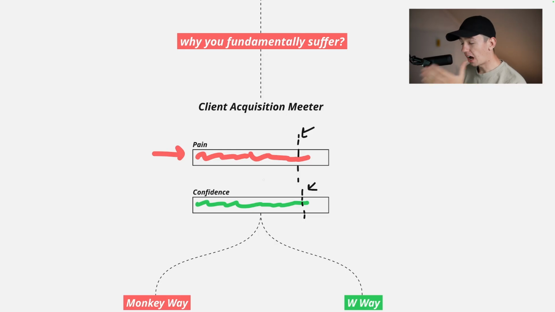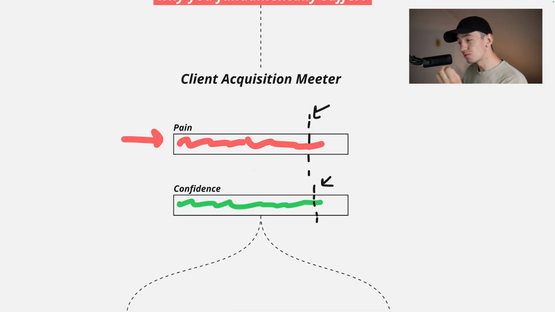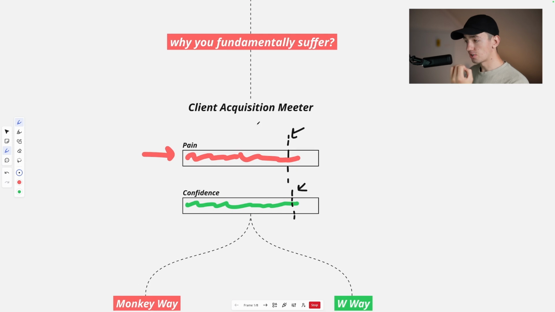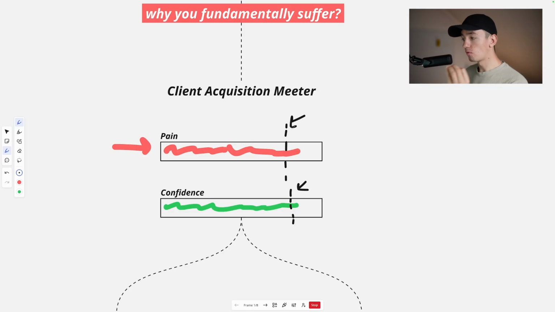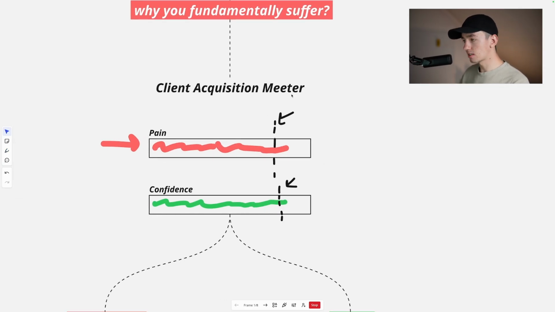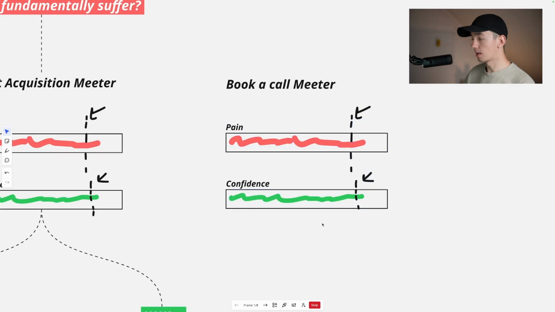Now, we could talk about 1,000 different examples on how this manifests into your client acquisition, on your sales calls, on your outreach, on your closing, on whatever it is specifically. It doesn't matter. This is something you have to implement into your business in order for you to get actual results. And as I already mentioned, it fundamentally differs from person to person and it fundamentally differs on what action they need to take. For example, if this client acquisition meter turns into a book a call meter, most likely people don't need to have that much pain and that much confidence in order for them to book a call with you.